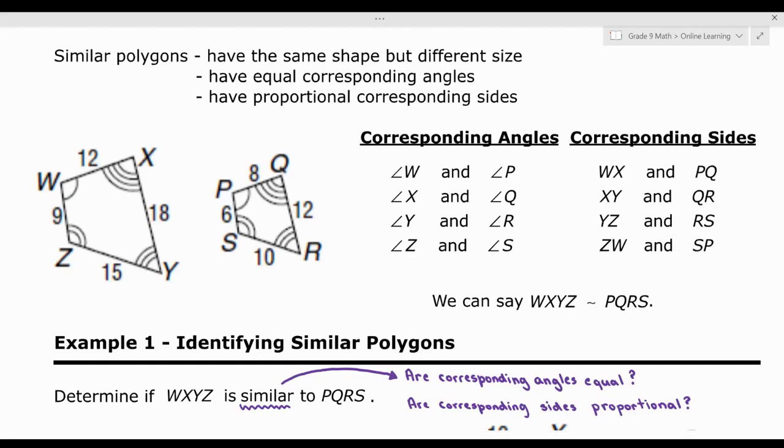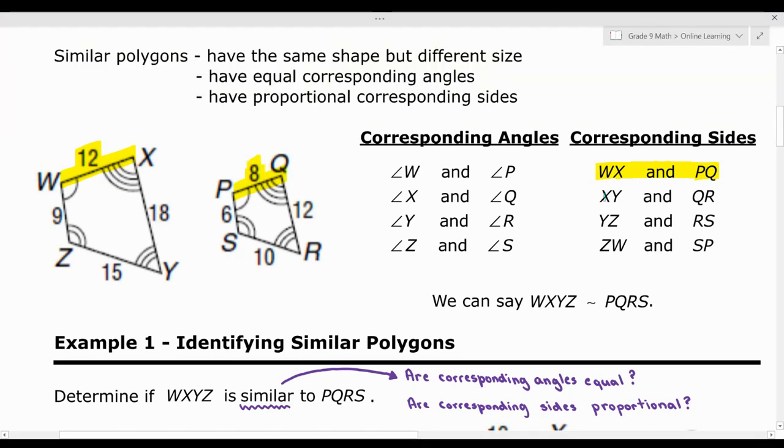Next, we're going to show that they have corresponding sides that are proportional. I've cleaned up my highlighter. I understand it's not really fair if you have already marked up your page, so maybe just do squiggle lines or some sort of identification. What it tells me here is that WX is corresponding to PQ. So sides WX and PQ are corresponding proportional sides, representing the 12 and the 8.